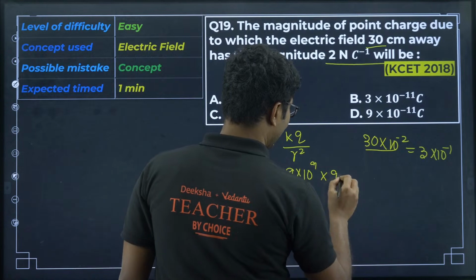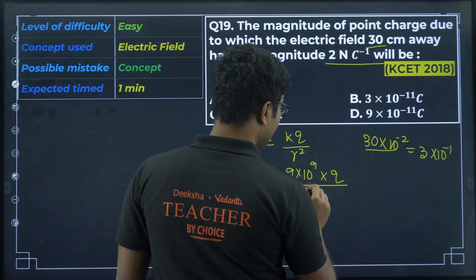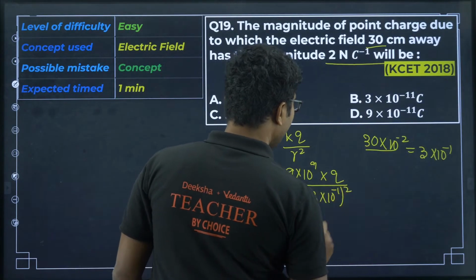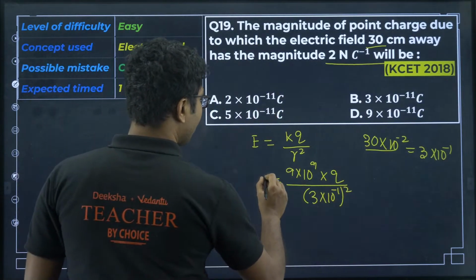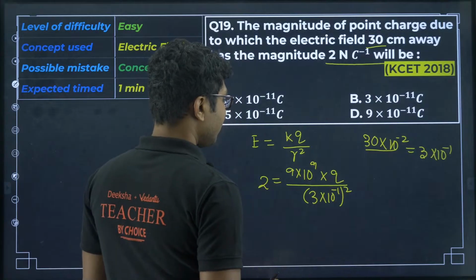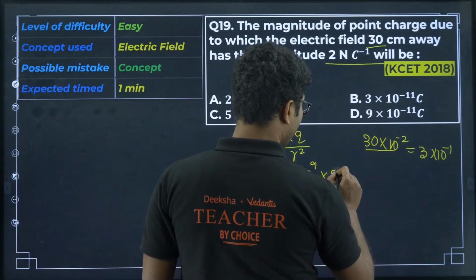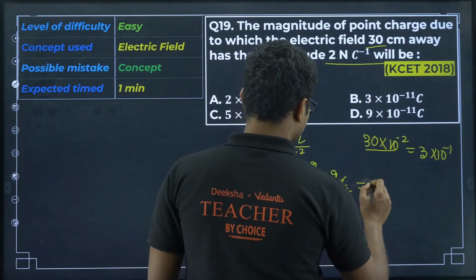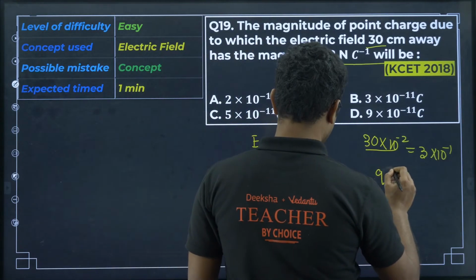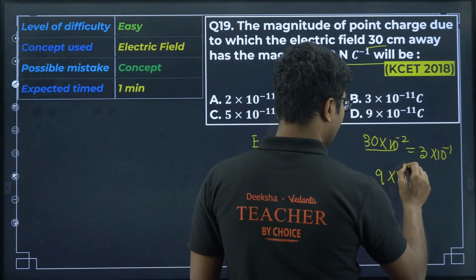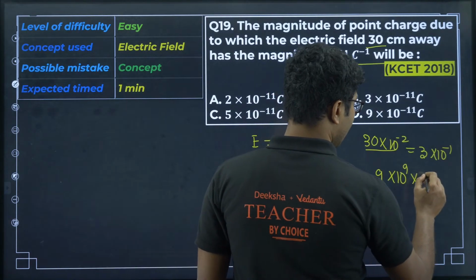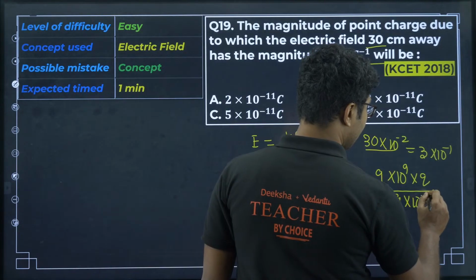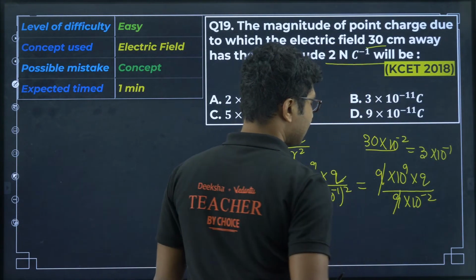So, 3 into 10 to the power of minus 1, whole square, and electric field is given as 2 Newton per coulomb. Again, this is not 9, this is Q. So, 9 into 10 to the power of 9 into Q divided by 9 into 10 to the power of minus 2, okay, cancels.